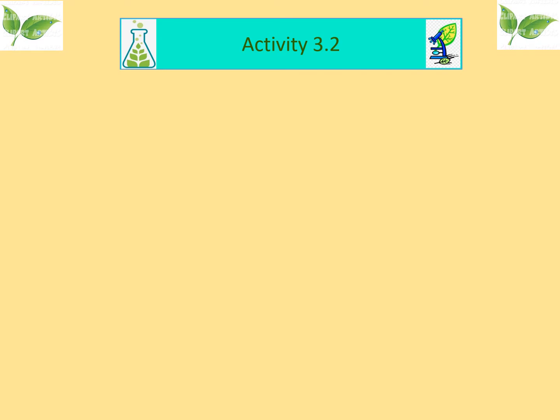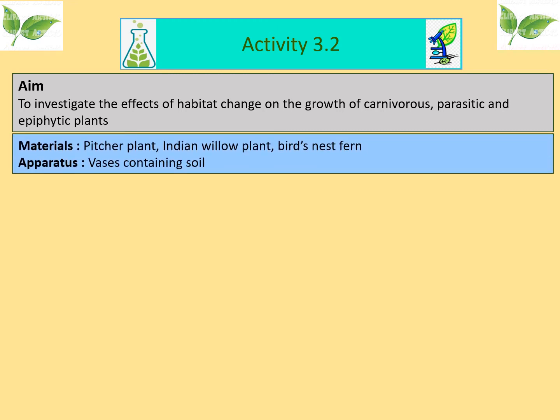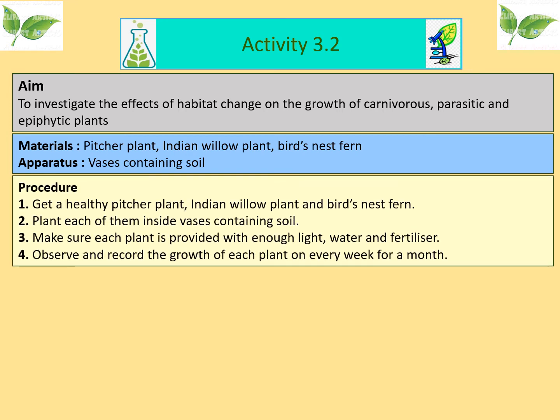Activity 3.2. The aim of this activity is to investigate the effects of habitat change on the growth of carnivorous, parasitic, and epiphytic plants. Materials: pitcher plants, Indian willow plants, bird nest ferns. Apparatus: vessels containing soil. Procedure: get healthy pitcher plants, Indian willow plants, and bird nest ferns. Plant each of them inside vessels containing soil. Make sure each plant is provided with enough light, water, and fertilizer. Observe and record the growth of each plant every week for a month.